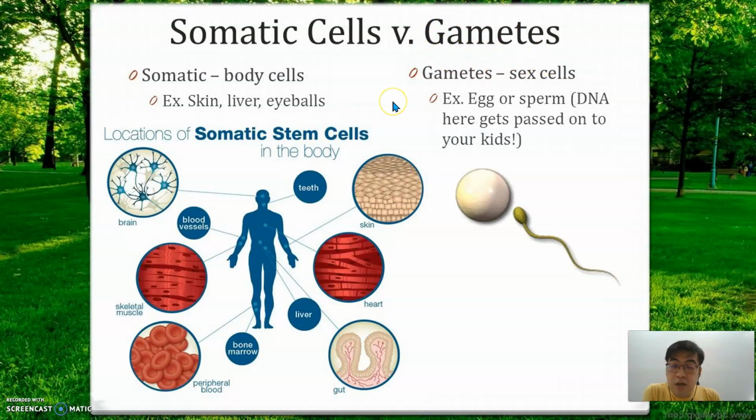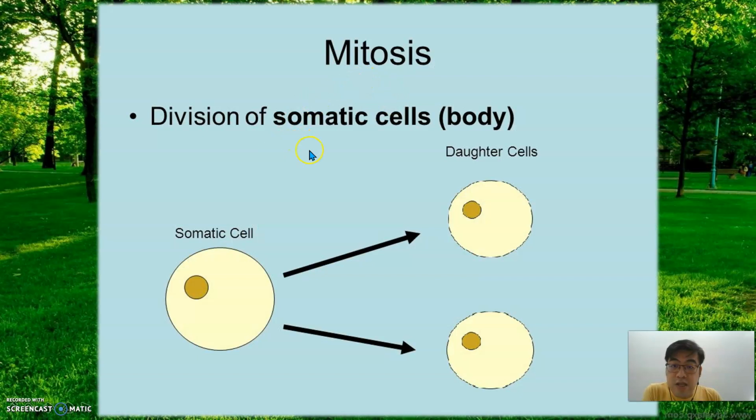As I mentioned just now, mitosis is the division of somatic cells, all the cells in your body other than the sex cells. All of them are called somatic cells, and they divide into two daughter cells. That's basically mitosis.